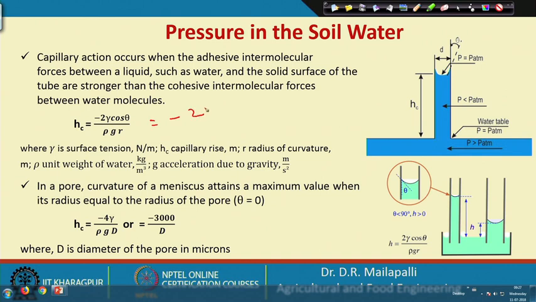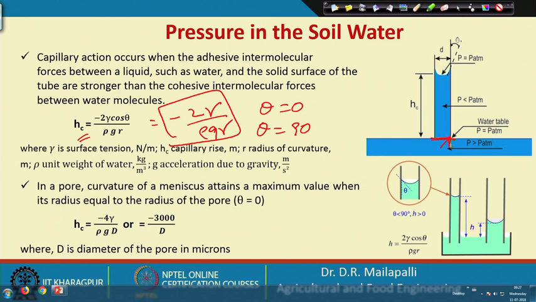So, that is equal to minus 2 gamma rho g r. Okay, where theta equal to 0, that means cos theta equal to 1 and minus 2 gamma rho g r. So, this is the maximum rise you can expect when theta equal to 0. So, when theta equal to 90, you get Hc equal to 0. So, that means you may expect here the same. Okay. So, that means there is no angle at all. I mean, this is a 90-degree angle. Okay, at 90 you experience no rise.